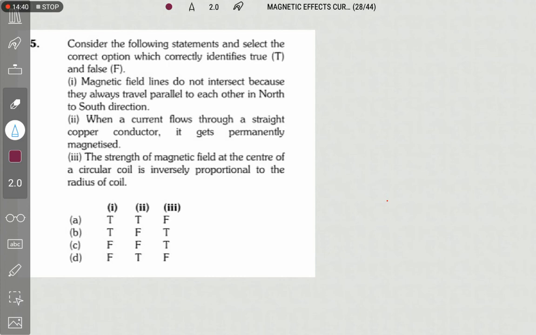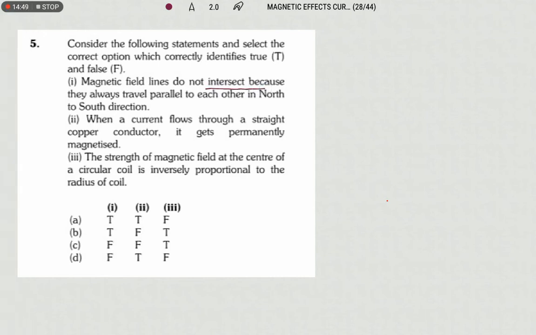Consider the following statements and select the option which correctly identifies true and false. Statement 1: magnetic field lines do not intersect because they travel parallel to each other in north to south direction. Why do they not intersect? They do not intersect because the field would have two different directions at the point of intersection. This is not the correct reason given, so statement 1 is false.